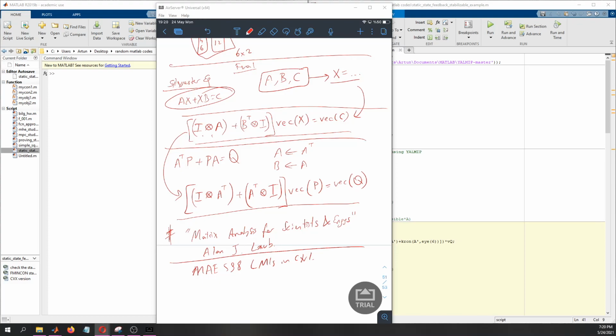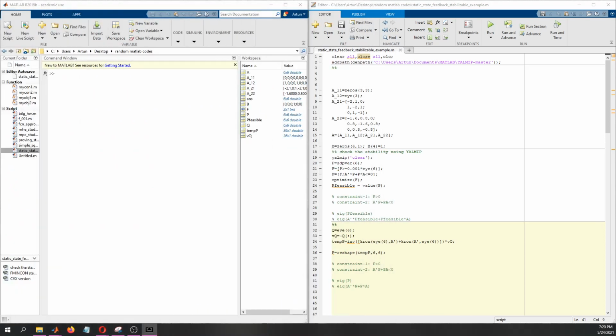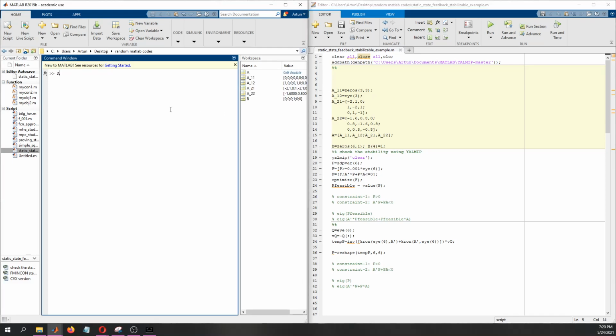Let's just focus on and do MATLAB examples. Wait a sec, let me get this. Here, this line is needed for YALMIP, and you can check the website. It's really easy to integrate with your MATLAB. We don't need to use B, by the way, but let's just focus on A and check A.